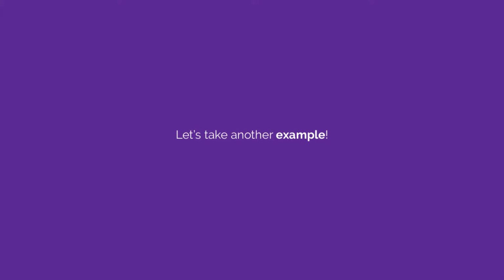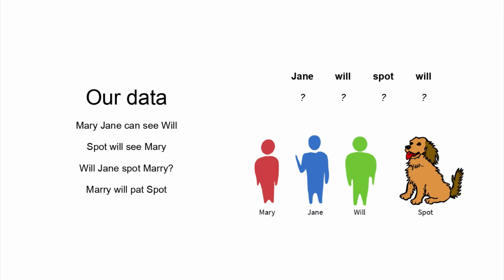So now, since you are able to use n-grams and the lookup tables pretty efficiently, let's spice up the problem a little bit. So already we had 3 friends, Mary, Jane and Will, but now there is another person in the mix, Spot. And our labeled data contains "Mary Jane can see Will", "Spot will see Mary", "Will Jane spot Mary", and "Mary will pat Spot". And the target sentence that we are trying to predict is "Jane will spot Will".